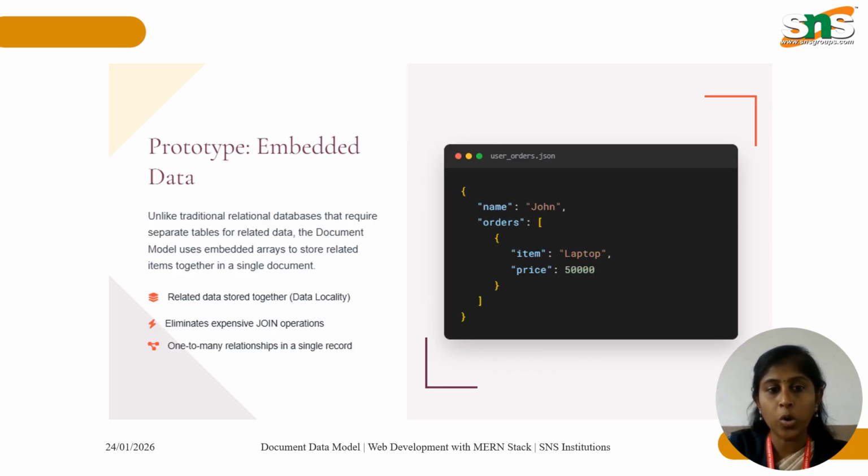One of MongoDB's powerful features is embedded data. Instead of storing related information in separate tables, MongoDB allows us to embed related documents inside a parent document. For example, a customer document can directly include address information. This reduces the need for multiple database queries because the related data can be retrieved in a single operation. However, embedded documents are more suitable when the related data is closely associated and does not exist independently.